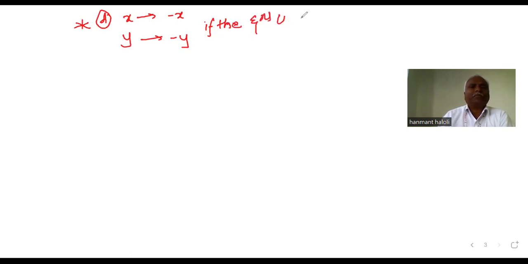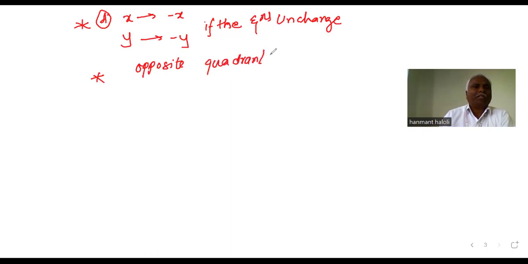Now the next case, case D. If you replace x by minus x and y by minus y simultaneously, and the given equation remains unchanged, then you say that the curve is symmetric in opposite quadrants. What is the meaning of this? If you replace x with minus x and y with minus y simultaneously, and the curve remains unchanged, then there is symmetry about opposite quadrants.